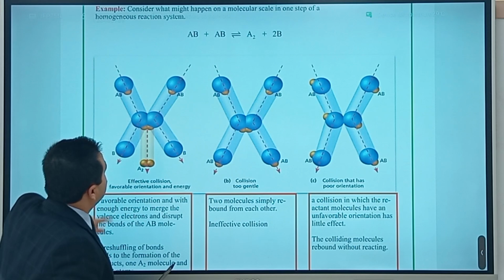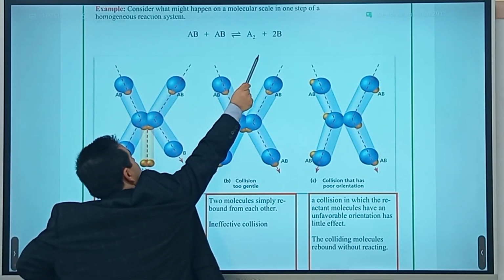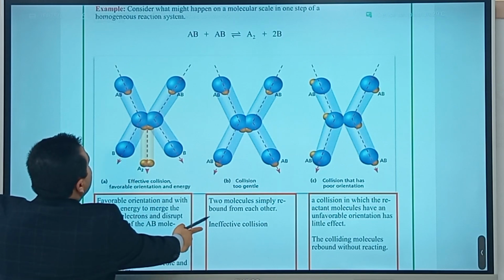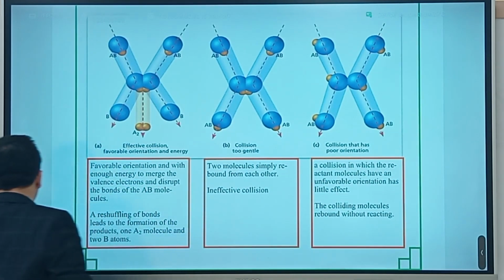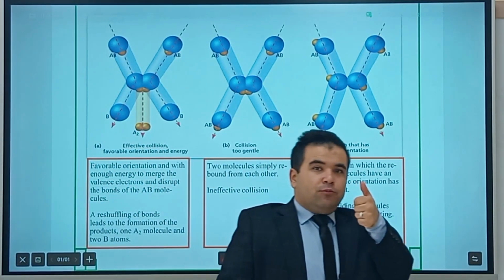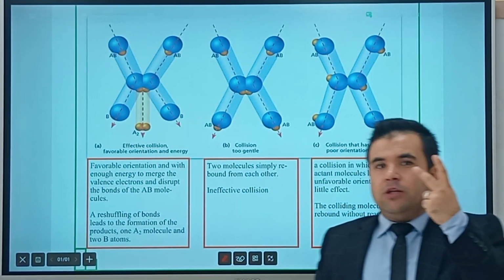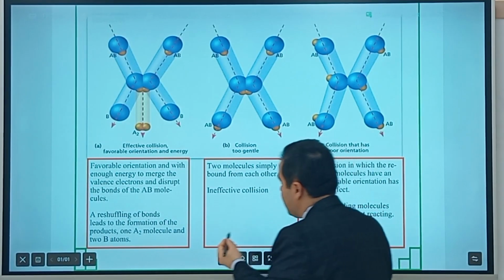Let us talk about this reaction: AB goes to form A2 and 2B. Here we have three assumptions, guys. One of the assumptions is effective, and the other two are ineffective. Let us talk about the effective and the ineffective.